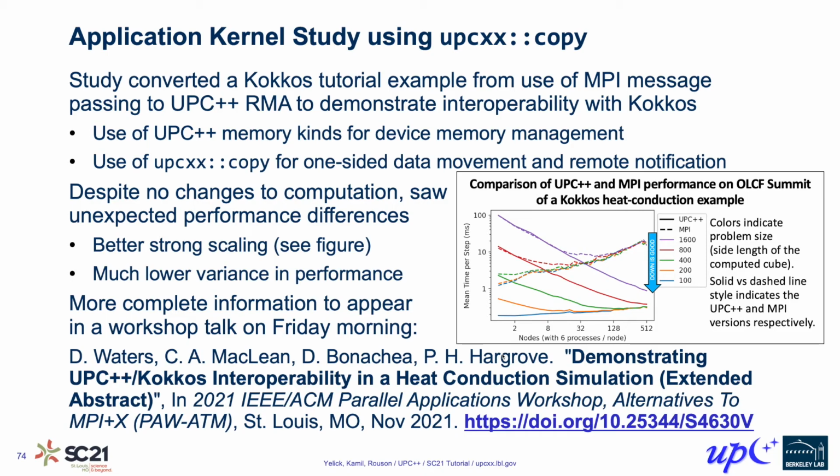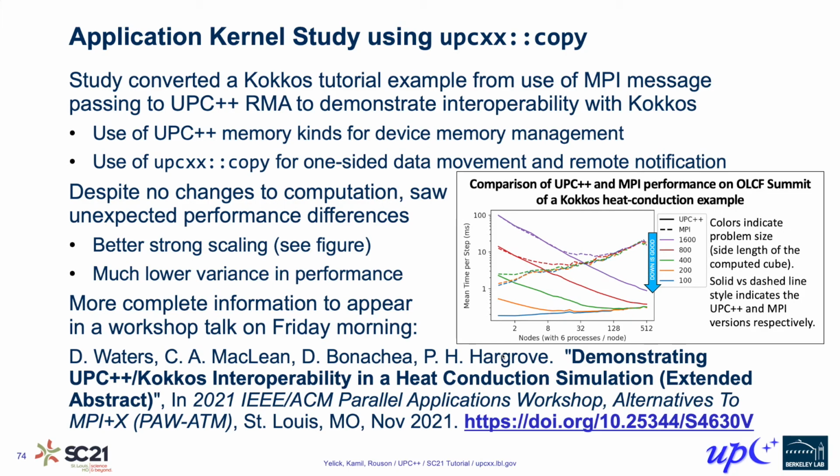For another look at the performance of UPC++'s copy function on OLCF Summit, we now turn our attention to a study our group conducted using an application kernel. The study took a simple GPU-enabled 3D heat conduction example code from the Kokkos team. We replaced its internode communication using MPI message passing to instead use UPC++ RMA with copy and the CUDA device memory kind. Because the goal was to demonstrate Kokkos/UPC++ interoperability, the computational portion of the example code was left unchanged.